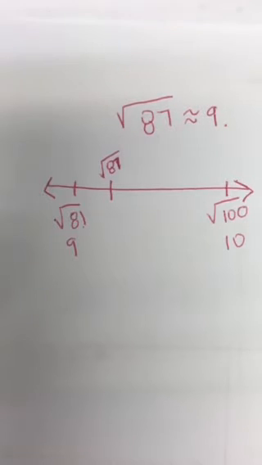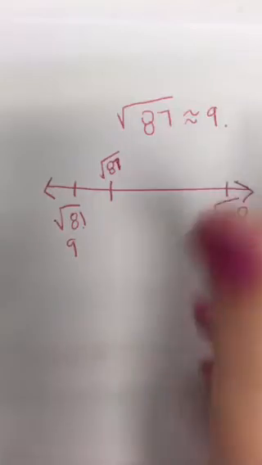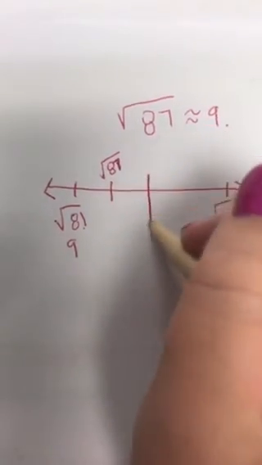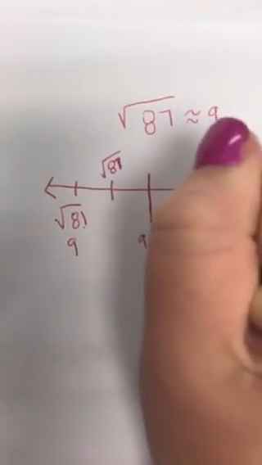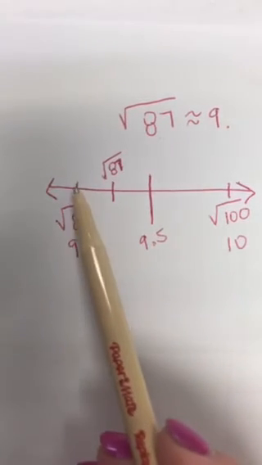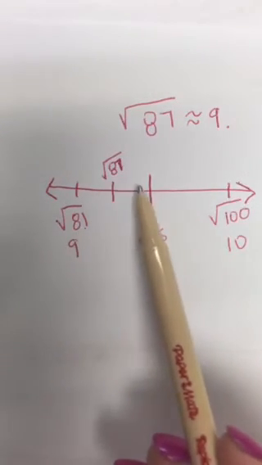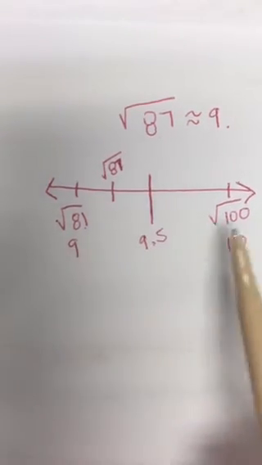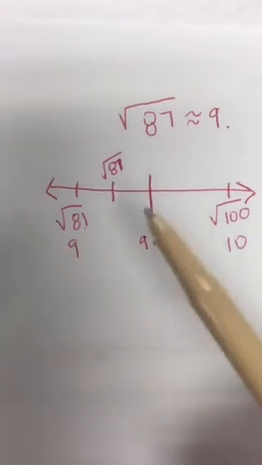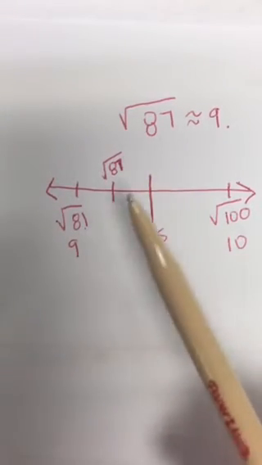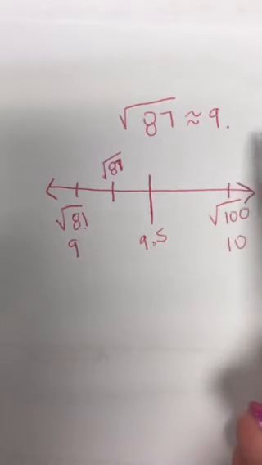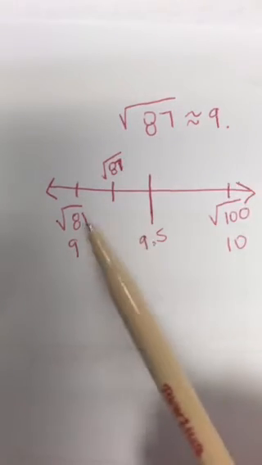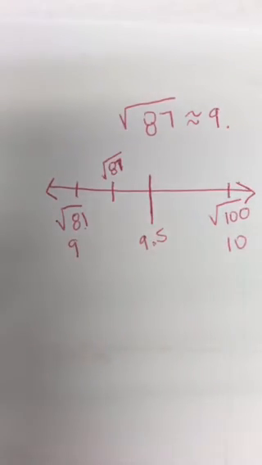Now, when I'm trying to figure out what this decimal is going to be, since I'm closer to my smaller one, right here in the middle, you guys, is 9.5. So on my number line, I'd have 9, 9.1, 9.2, 9.3, and 9.5 is going to be in the middle of your two perfect squares. And since 87 is closer to this one, I know that this decimal should be smaller than 0.5 because I'm closest to the smallest one.